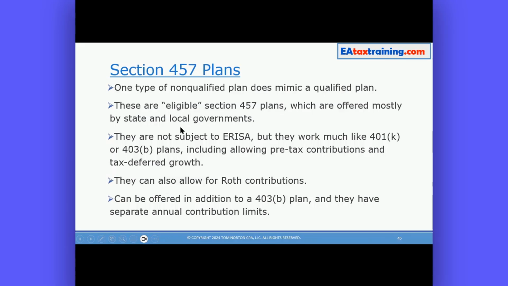They're offered mostly by state and local governments. They're not subject to ERISA, but they work much like a 401k or a 403b plan, including allowing pre-tax contributions and tax-deferred growth. They can also allow for Roth contributions, and they can be offered in addition to a 403b plan, and they have separate annual contribution limits. So this governmental employer can actually set up both a 403b plan and a 457 plan, and they have separate contribution limits. So it allows those employees overall to contribute more than if they just had one of the plans.